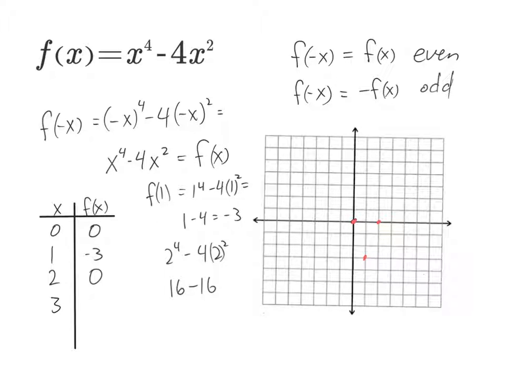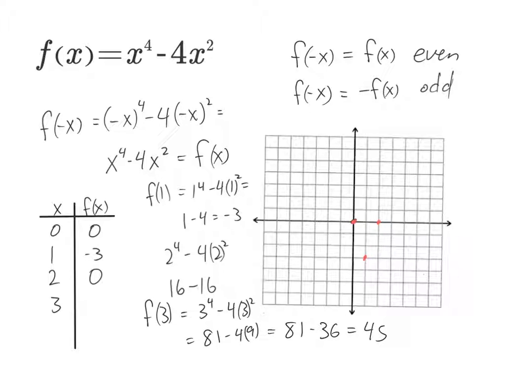So let's go 3. So f of 3 is going to be 3 to the fourth minus 4 times 3 squared. 3 to the fourth is going to be 81. And then minus 4 times 9. Well, this is going to be 81 minus 36, which ends up being 45. So this is going to be 3, 45, which is going to end up being way up here. So it looks like what it's going to do is it's going to come down and go back up and then just go straight up this way.